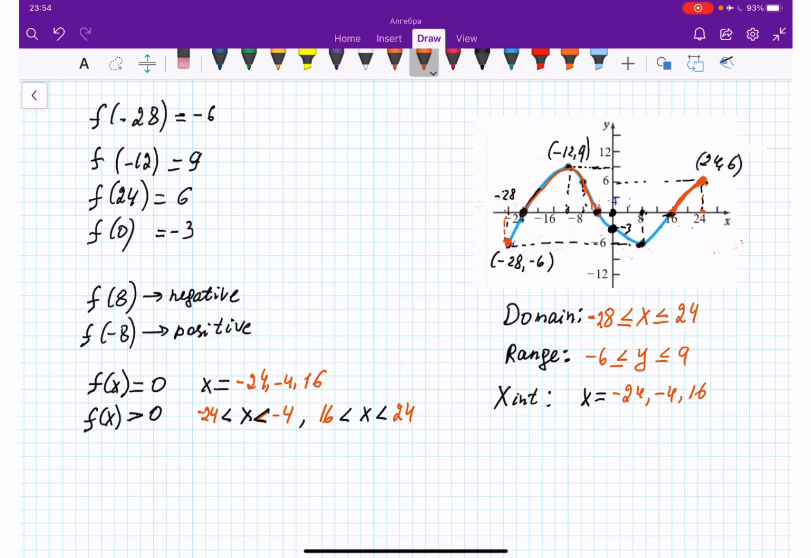Okay, y-intercept. Now let's identify y-intercept.